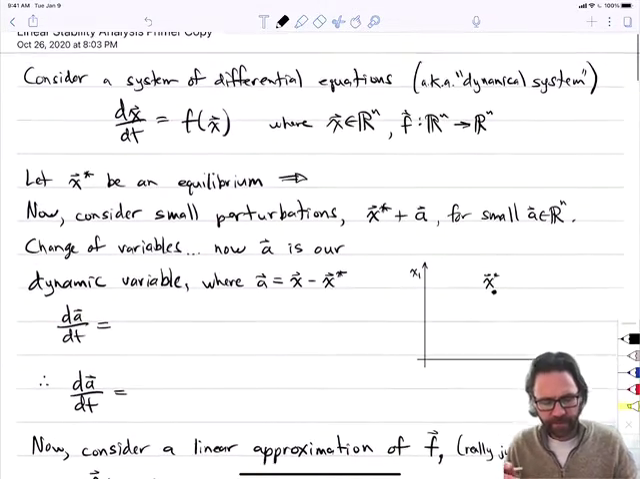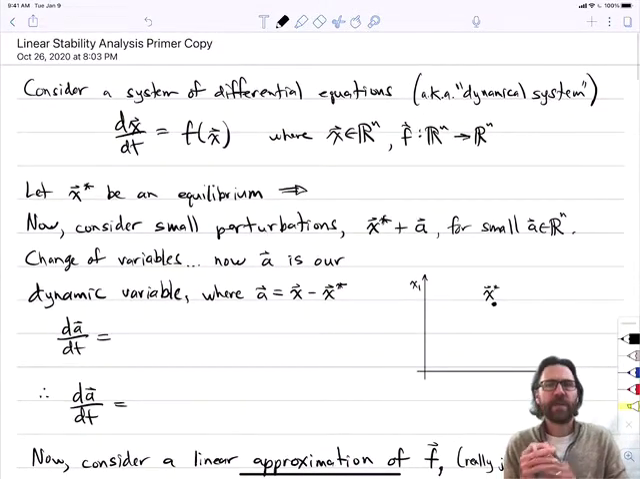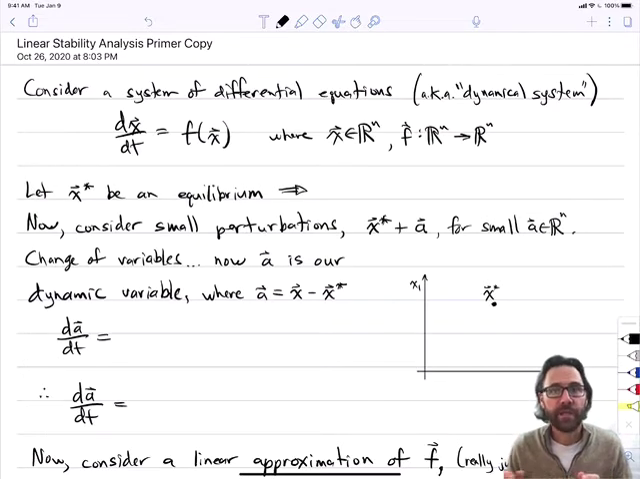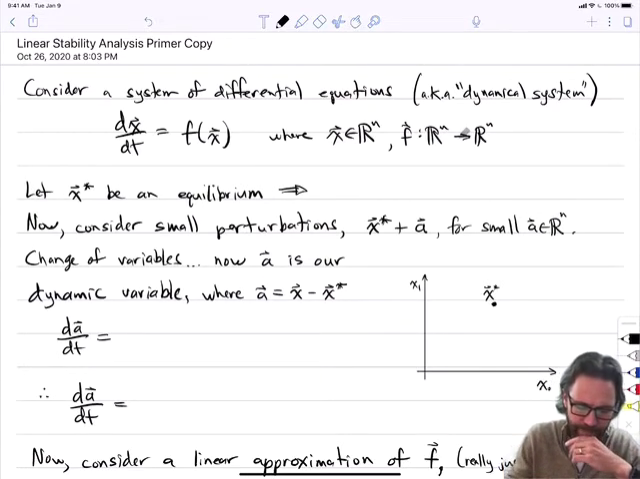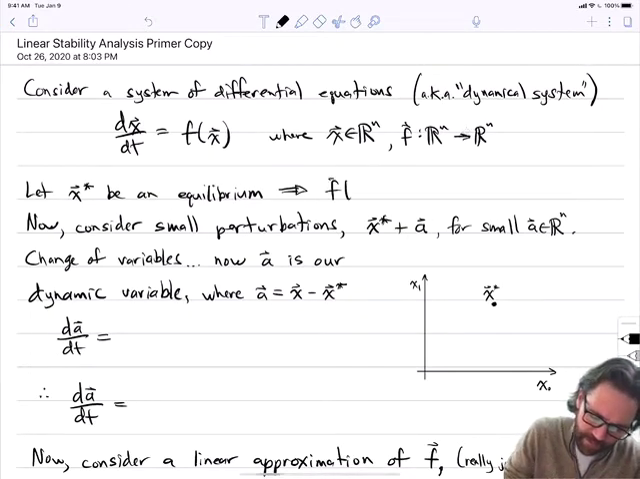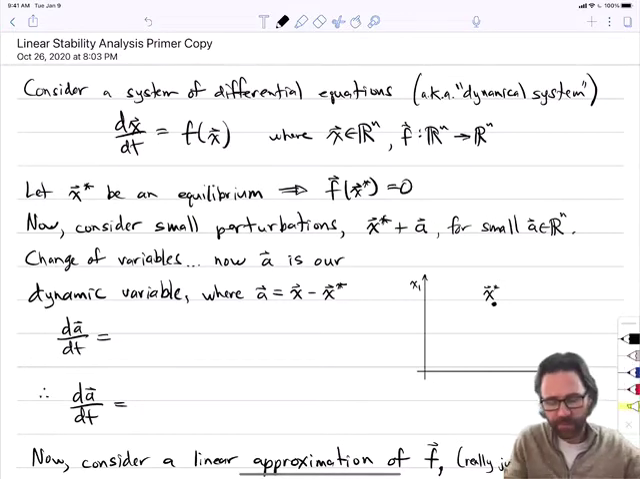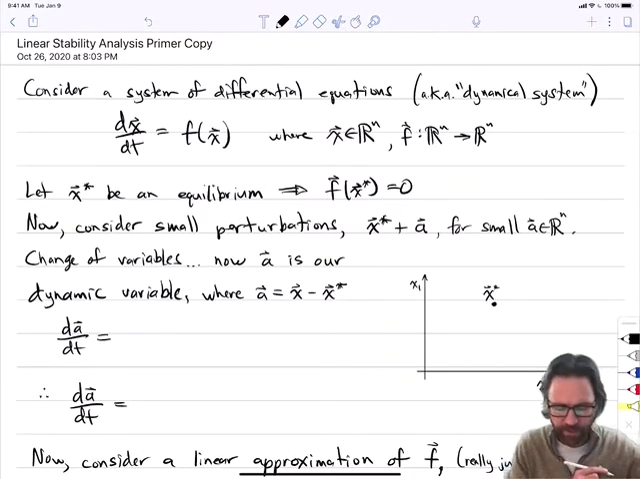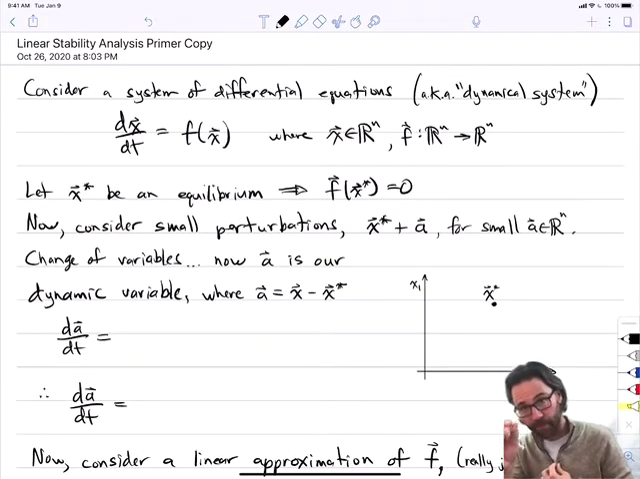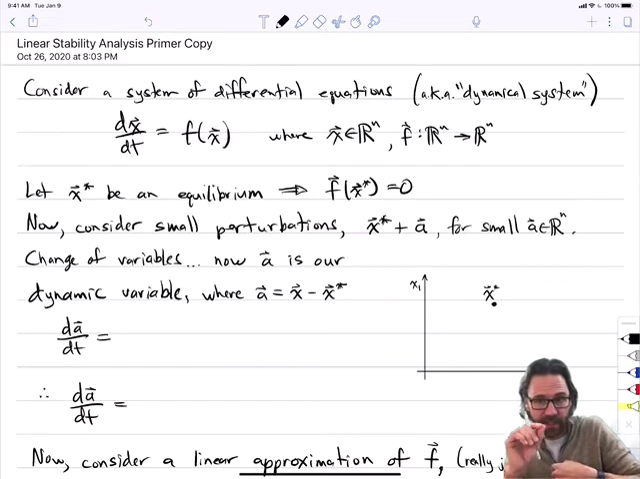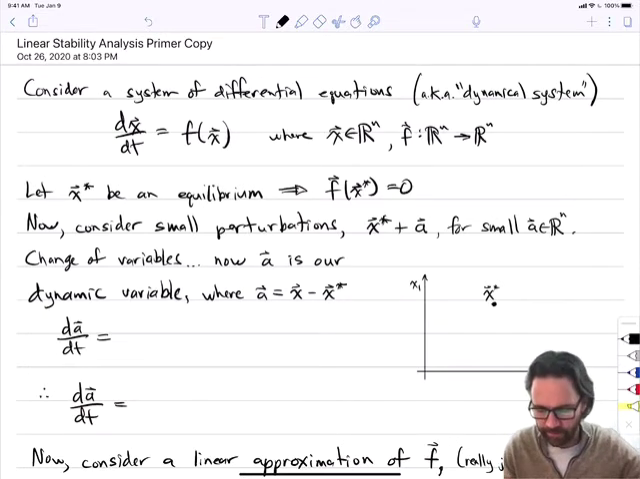Okay. So let x star be an equilibrium, which means that f of x star equals 0. An equilibrium means that the rate of change of all the variables is 0. So now consider perturbations from that equilibrium. If you're at the equilibrium, you stay there. But let's perturb a bit away from that equilibrium. We'll call that perturbation A.